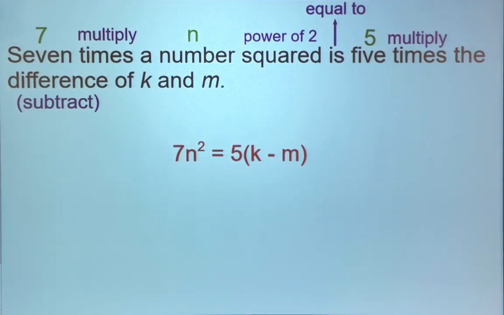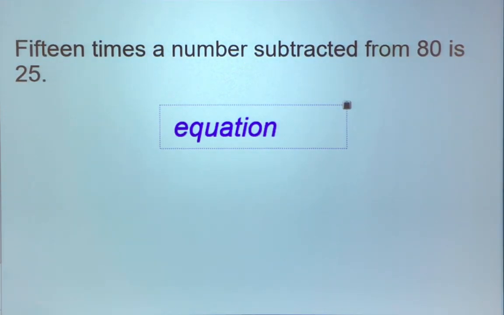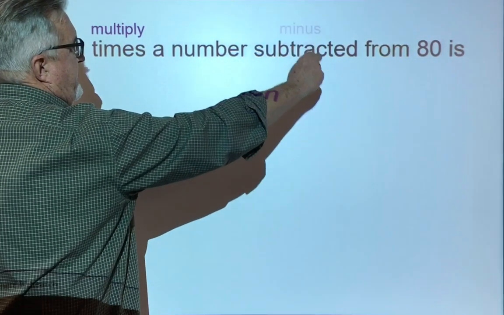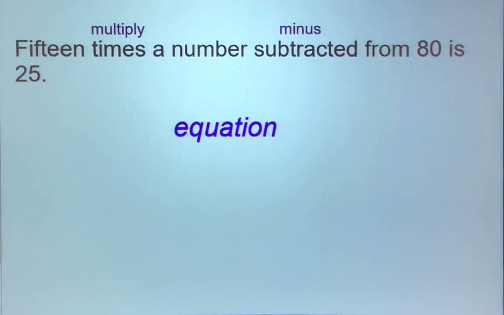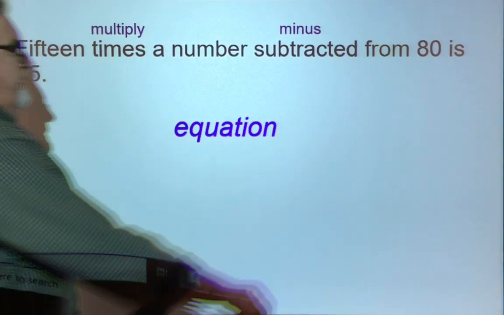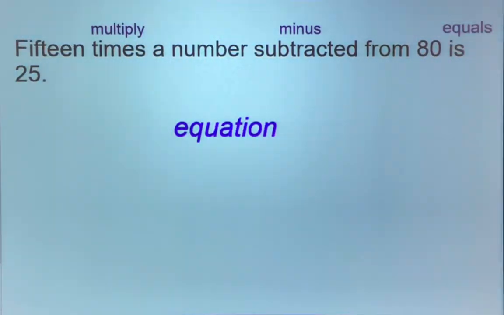All right, let's try another one. This time we've got 15 times a number subtracted from 80 is 25. So we're going to read it again, and we're going to try to identify any operations. We've got 15 times. Well, times indicates multiplication. A number subtracted, well, subtracted means minus, and it says from 80, okay, it's telling us what we're subtracting from, is, okay, we remember is equals 25.